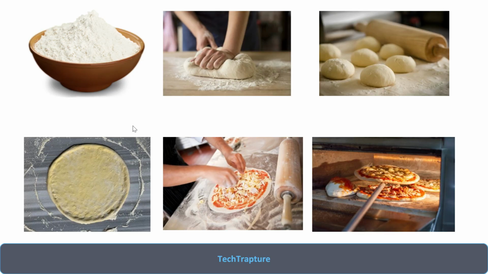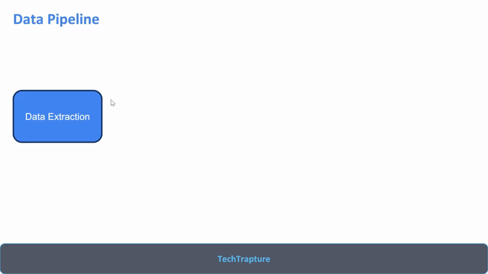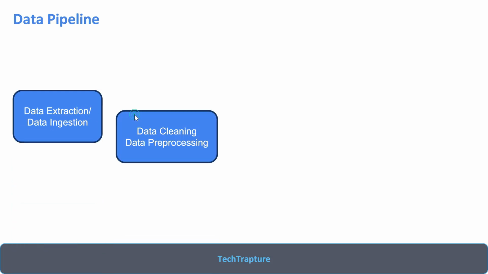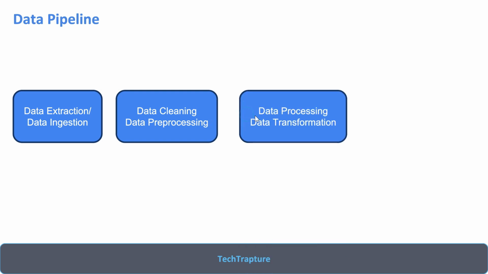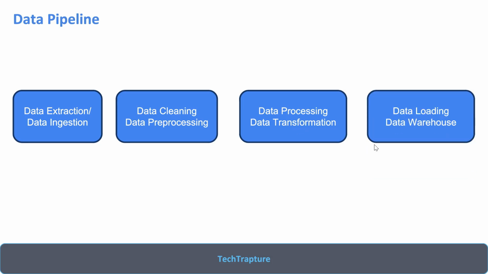Okay, so a similar thing happens in data engineering. This is how data engineers work: we first extract the data, or ingest the data somewhere, then we clean the data, or there is pre-processing on the data, then we process the data or apply some transformation on it, and then we load the data into a data warehouse. Again, these steps are dependent on each other, just like our previous day-to-day life example of baking a pizza. So you cannot skip any of these steps.